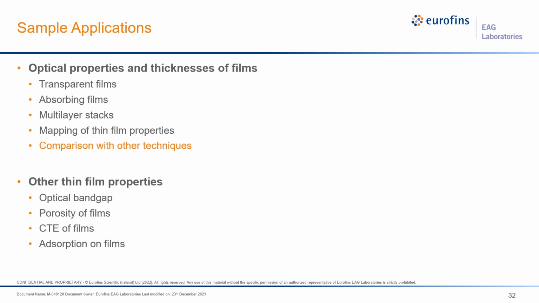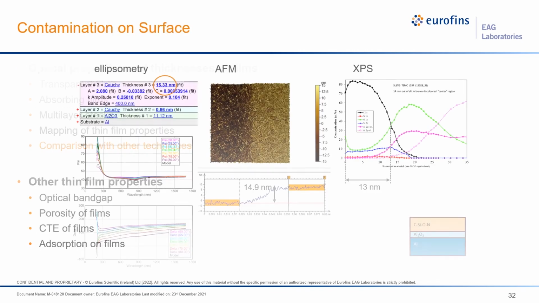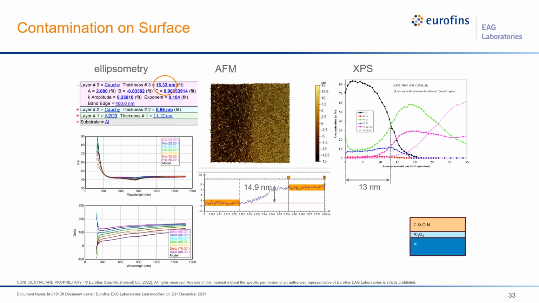In the next two examples, I would like to show you a comparison of ellipsometric results with analysis results of other thin film techniques. In this first example, we compare the thickness measurement of a contaminated area on a surface. The three techniques used were ellipsometry, atomic force microscopy or AFM, and X-ray photoelectron spectroscopy or XPS.